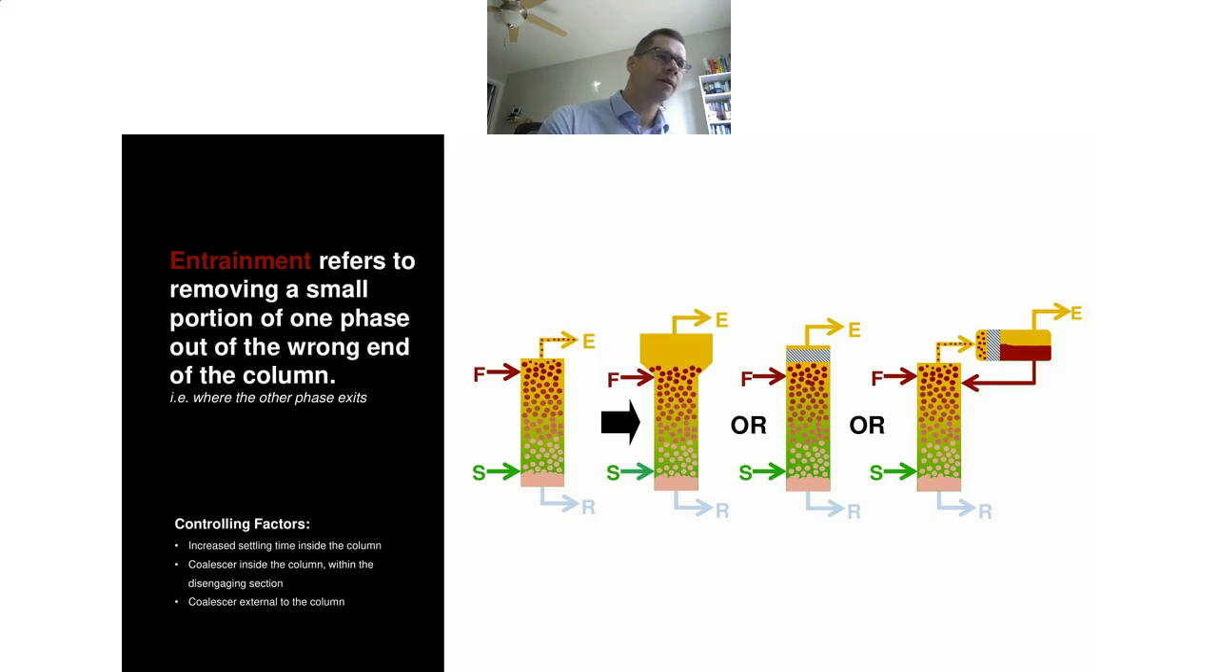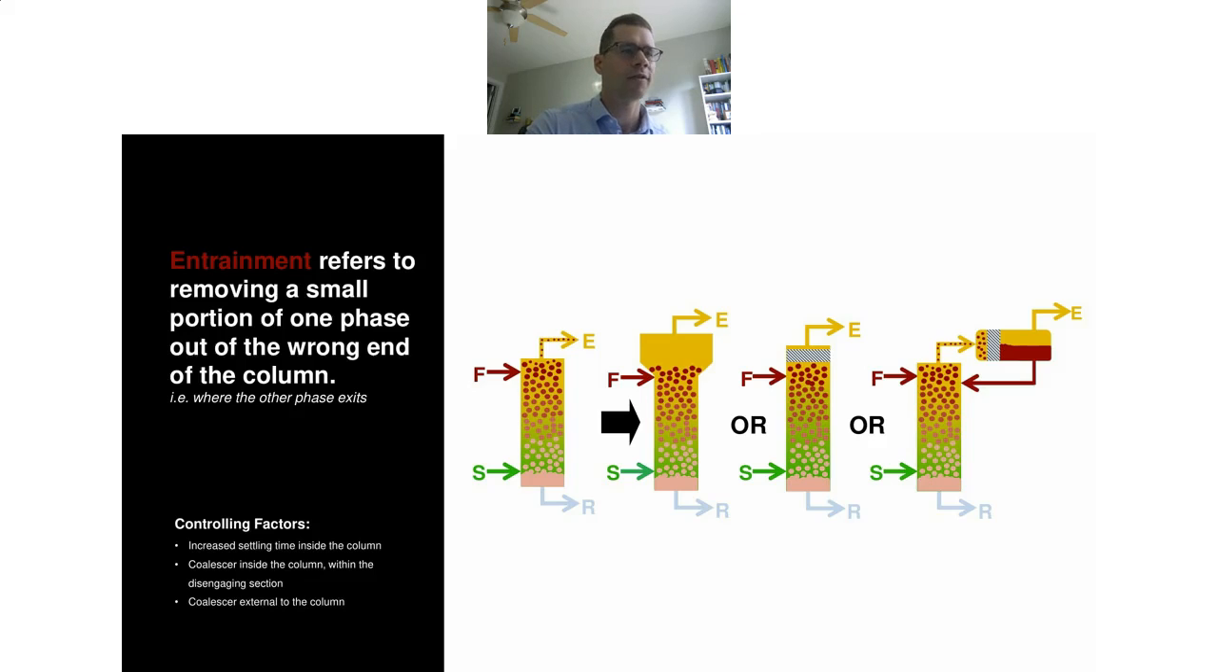Something else we see in pilot testing is something called entrainment. And entrainment is essentially just where you have discrete droplets going out the wrong end of the column. So you can see in the first picture on this slide, here again, we have dispersed feed coming in, flowing down the column, leaving as raffinate, but we have some droplets going out with our extract stream, which we don't want.